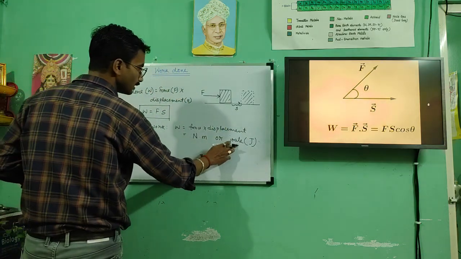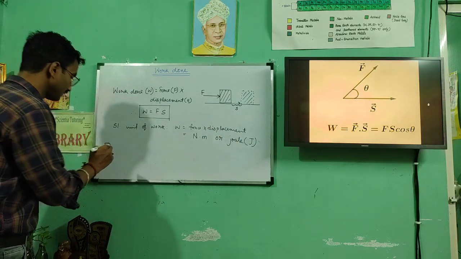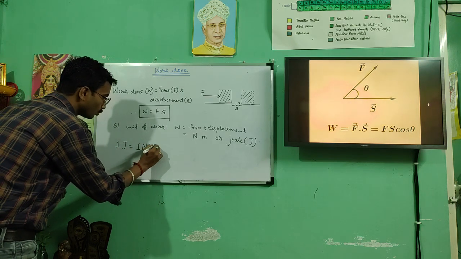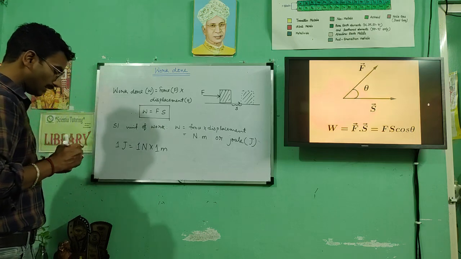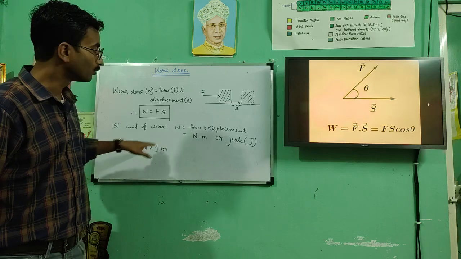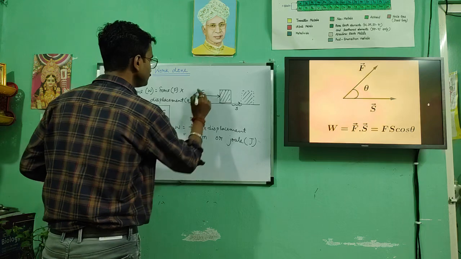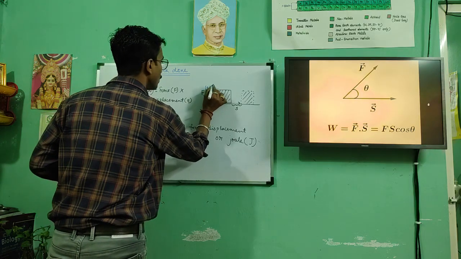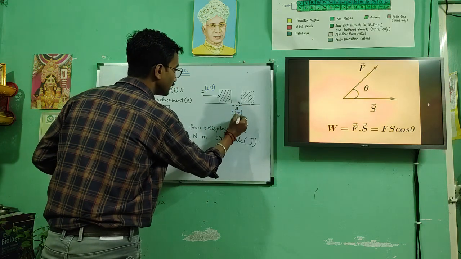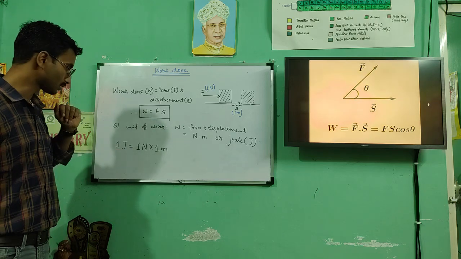So from here, if we want to give the definition of joule, then what will we say? That means 1 joule equals to 1 Newton into 1 meter. That means if we apply force of 1 Newton, and then the body has been displaced up to 1 meter, then the work done is said to be 1 joule. So this is our definition.